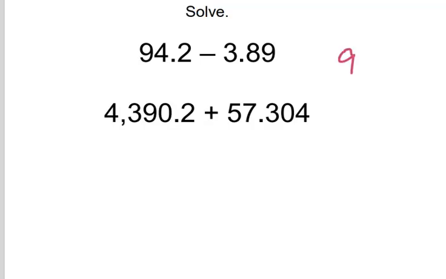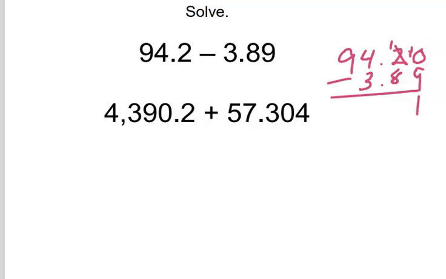So we have 94.2, and then we have to put a 3 here, the point there, the 8, and the 9. Subtract it. All right, we have to put a 0 right here. We cannot take 9 away from nothing, so we're going to have to borrow from this 2 and make it a 1. So this becomes a 10. 10 minus 9 is 1.